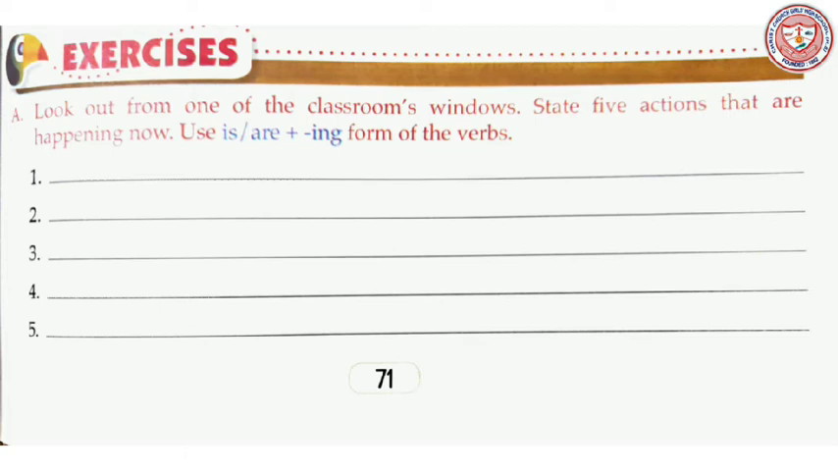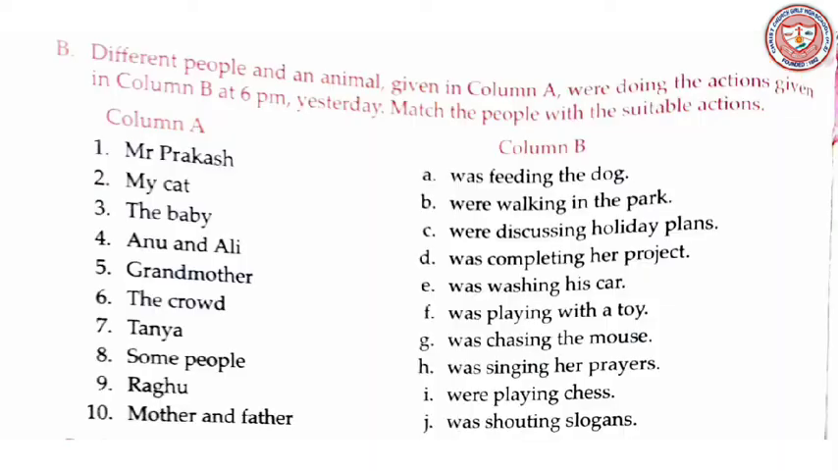Now you will have to complete. Okay, now next one. Different people and an animal given in column A were doing the actions given in column B at 6 p.m. yesterday. Now match the people with the suitable actions.